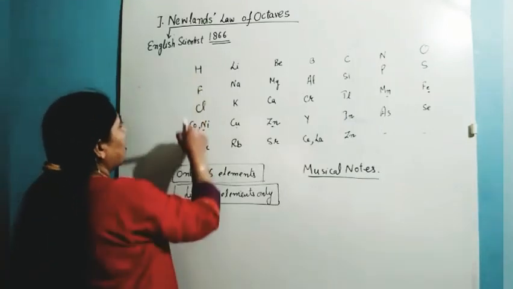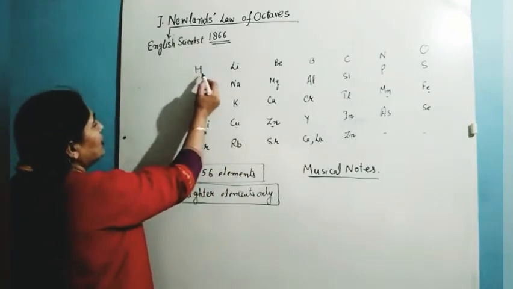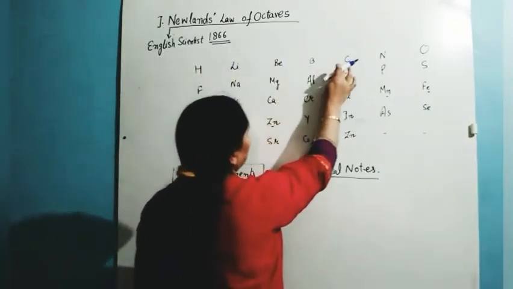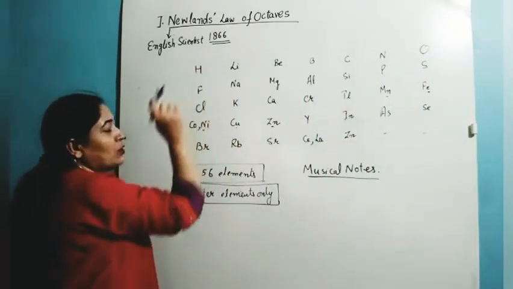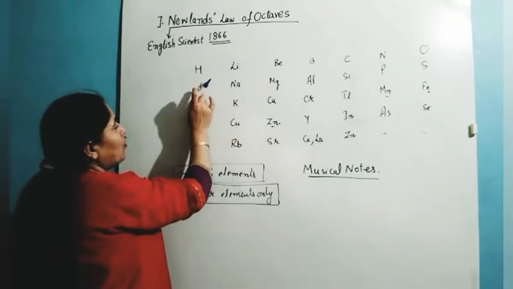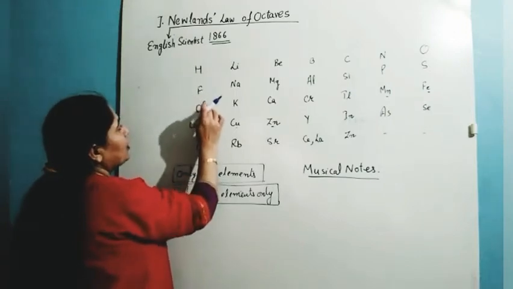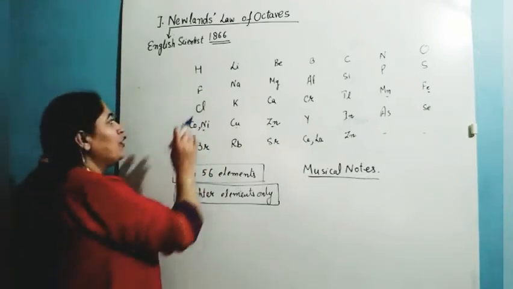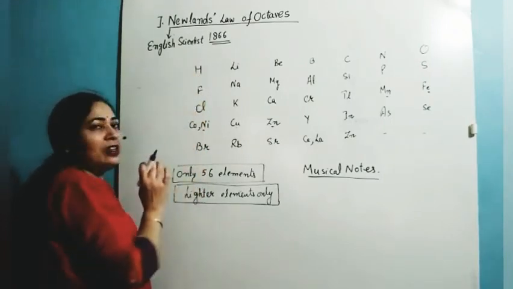You can see here the table which was formulated by John Newlands. Here you can see hydrogen, then lithium, then beryllium, boron, carbon, nitrogen, oxygen and fluorine. Fluorine comes in the 8th position from hydrogen. Therefore, we can say that fluorine shows repetition in properties with respect to hydrogen. Similarly, if you take chlorine, you will find that it is at the 8th position from fluorine. Therefore, he placed chlorine under fluorine and hydrogen on the basis of similarities in their properties.